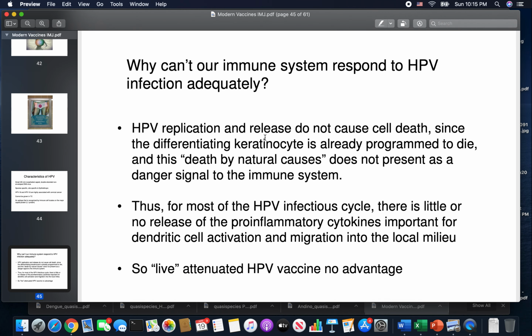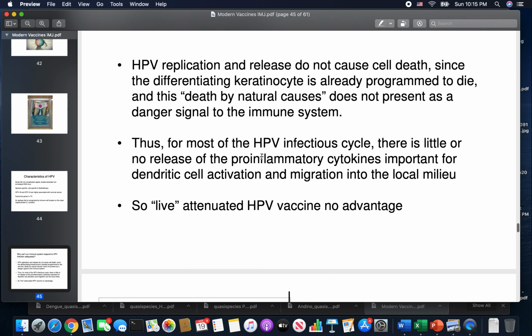So why doesn't our immune system just respond to HPV infection adequately? Well, HPV doesn't really cause cell death. HPV causes cells to divide. It's a cancer-causing virus. A lot of those toll-like receptors are looking for things that would come out of a cell that's recently died or exploded. Those are general signs that something is not right, and there's danger around, and so we better put up our defenses.